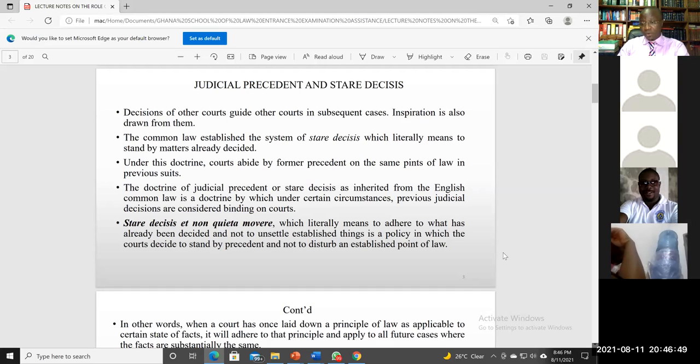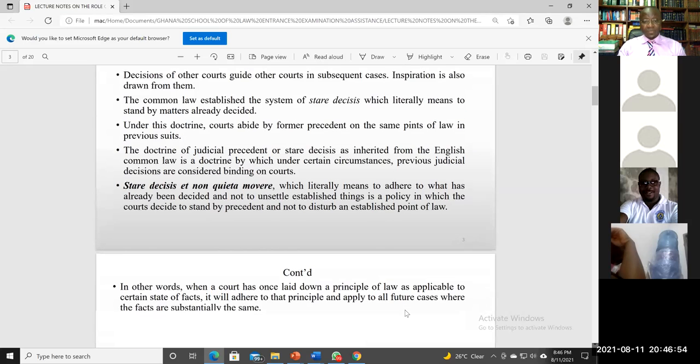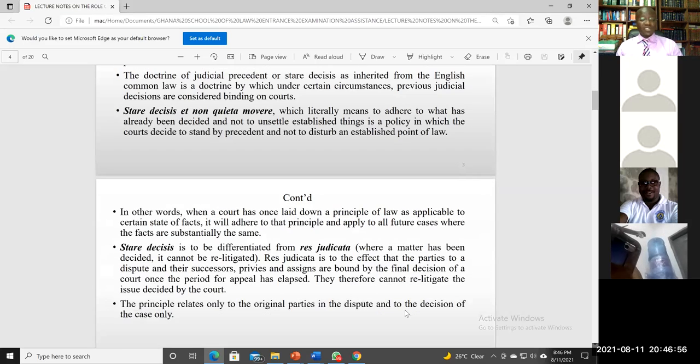But of course, if we look at our jurisdiction, we know that in appropriate circumstances, like the Supreme Court, for example, as we met yesterday or in our previous discussion of some of the questions, if you look at the Constitution, Article 129 clause 3, for example, the Supreme Court, despite the fact that it is bound by its previous decision, may also depart from it where it deems it fit and appropriate to do that.